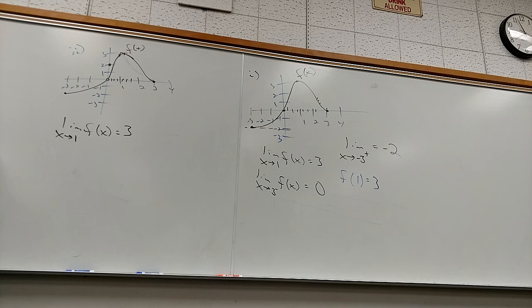Why is it 3 if it doesn't reach? Because the limit never gets to the point it's investigating. So what does this limit mean? As I get really close to 1, what are my outputs approaching? They're approaching 3. This never asks what happens at 1.